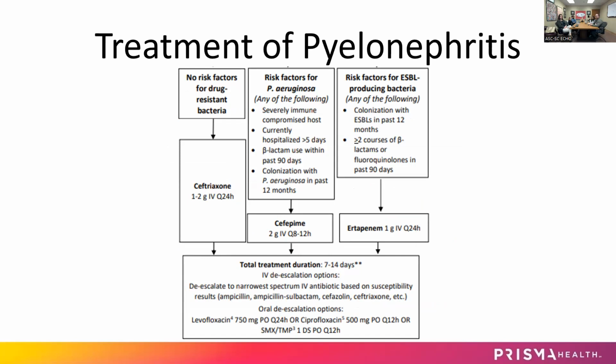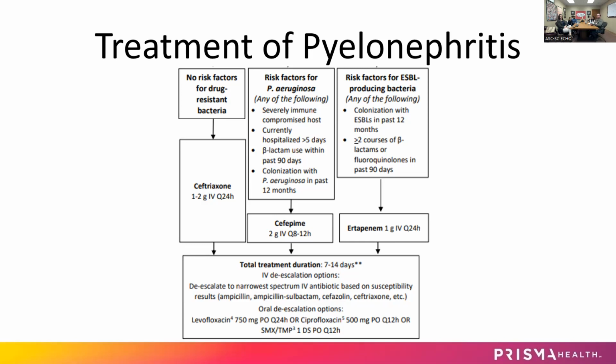If they do have risk factors for Pseudomonas or any other ESBL-producing bacteria, which the guidelines lay out beautifully here, such as severely immunocompromised host, being hospitalized for more than 5 days, some sort of beta-lactam use within 90 days, or colonization with Pseudomonas or an ESBL-producing organism in the past 12 months. Your go-to choices are cefepime and ertapenem, respectively.